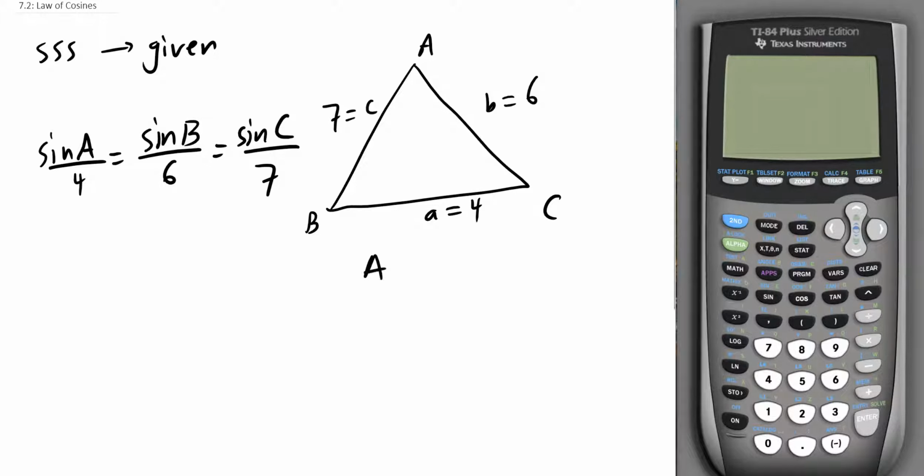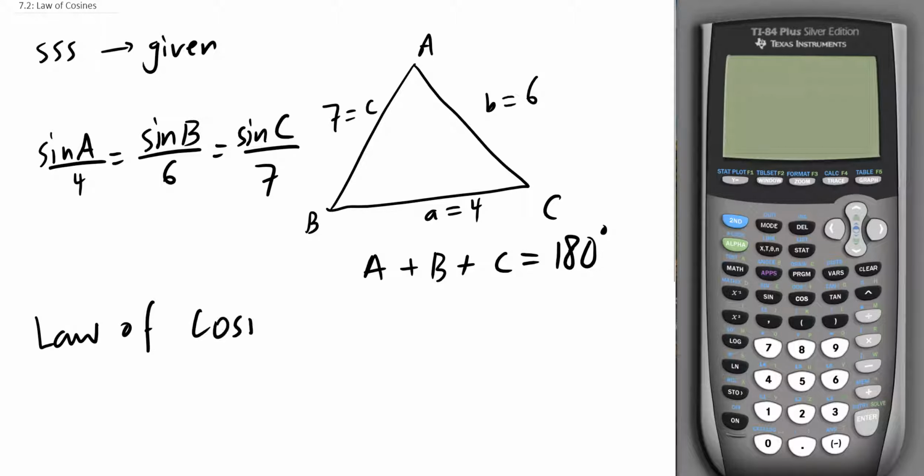Although you know A plus B plus C, the measures of the three angles, add up to 180, that's still not enough. You need at least one given angle. That's why law of sines doesn't work in this case. We need a different tool. The different tool is the law of cosines. So what does law of cosines say?